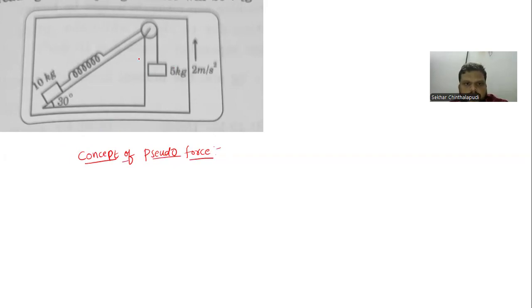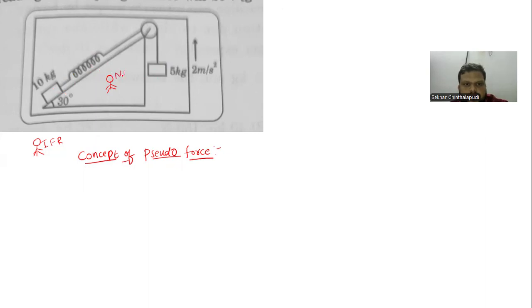In this particular question, the entire system is kept in a box, and this box is accelerating with 2 meters per second square upwards. To understand the concept of pseudo force, there are two frames of reference: one is the inertial frame of reference, the other is the non-inertial frame of reference. In the inertial frame of reference, we can see that the entire setup, all the blocks, are moving upwards.